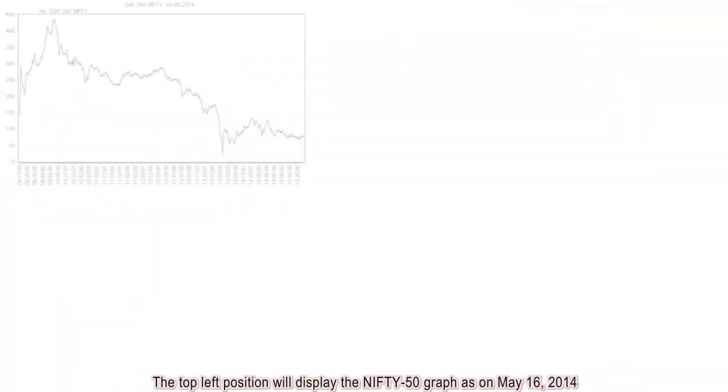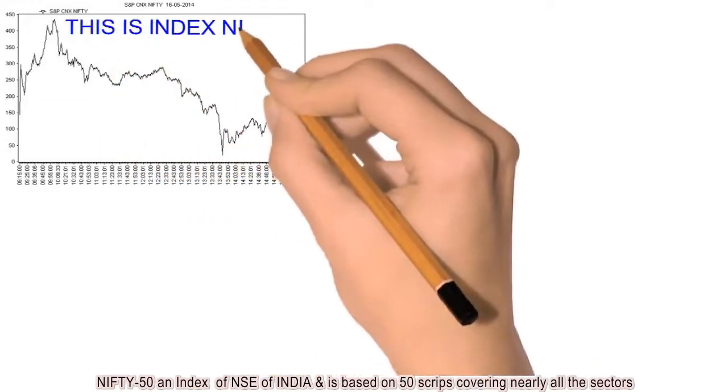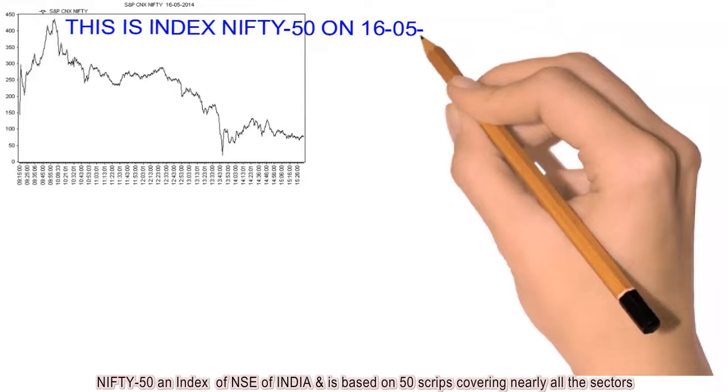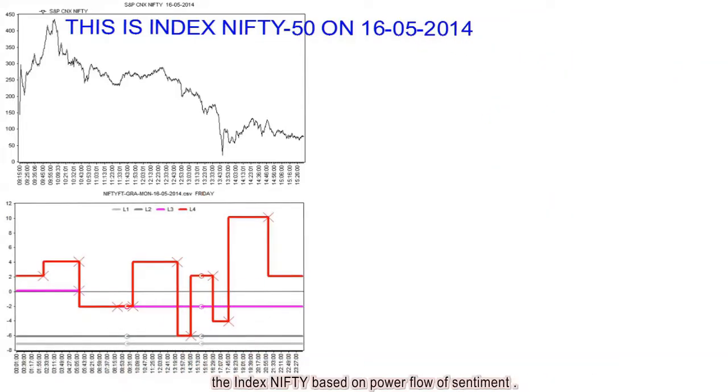The top left position will display the Nifty 50 graph as on May 16, 2014. Nifty 50 is an index of NSE of India and is based on 50 scrips covering nearly all the sectors. In the lower left we have a 24 hours multi-level KP graph which will help in analyzing the Index Nifty based on power flow of sentiment.